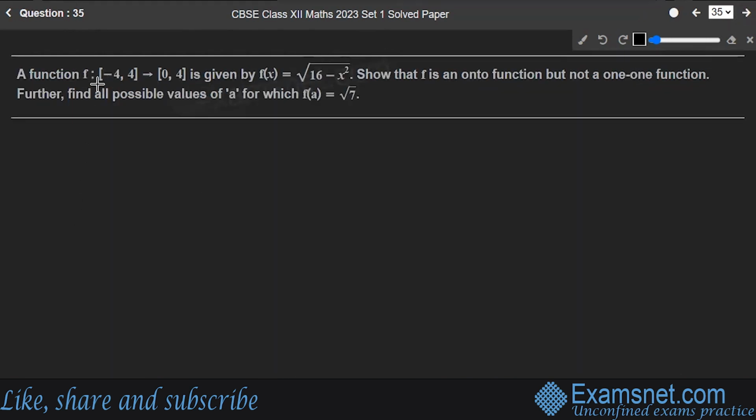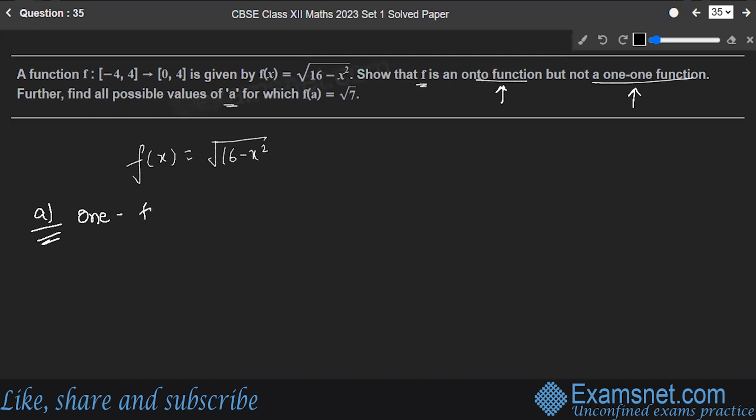A function f, defined from minus 4 to 4 to 0 to 4, is given by f(x) is equal to root of 16 minus x square. Show that f is an onto function but not a one-to-one function. Further, find all the possible values of a for which f(a) is equal to root 7. Now the first thing, I'll start with the one-to-one function.